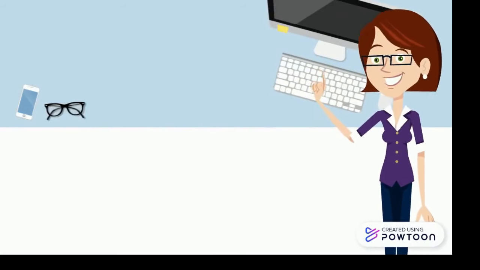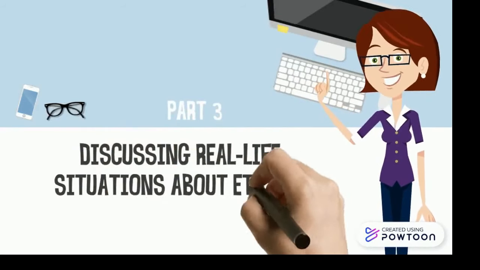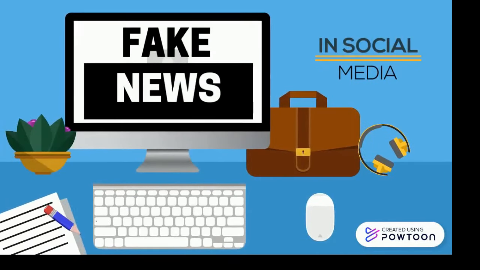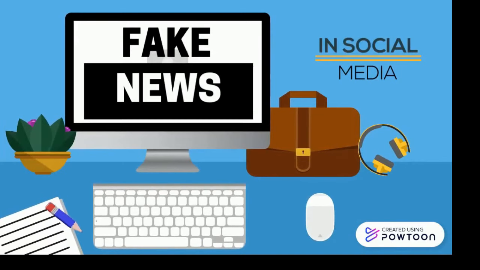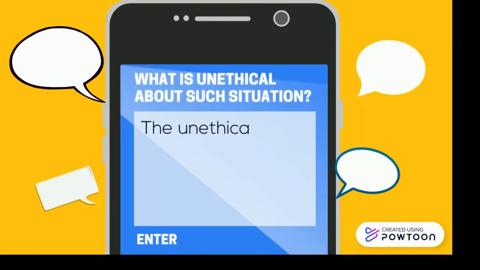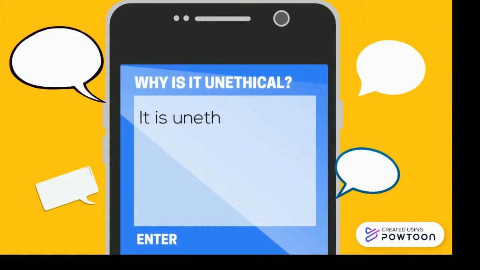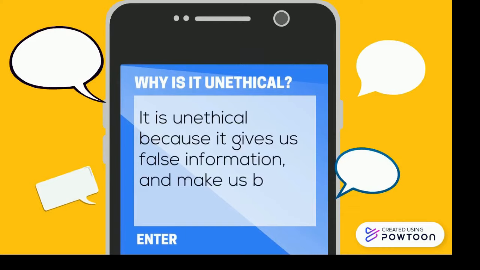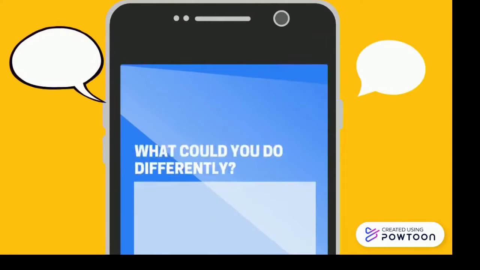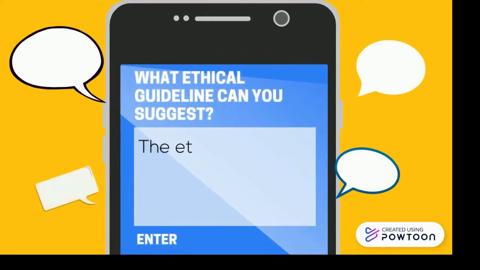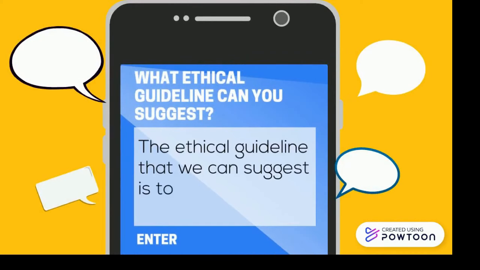Finally, let's proceed to part 3, discussing real-life situations about ethical communication. Let's say our real-life communication situation is fake news in social media. What is unethical about such a situation? The unethical part about fake news in social media is that it leads us to misinformation. Why is it unethical? It is unethical because it gives us false information. What could you do differently? In reading an article or news, we need to do a fact check. What ethical guideline can you suggest? The ethical guideline that we can suggest is to respect the truth.